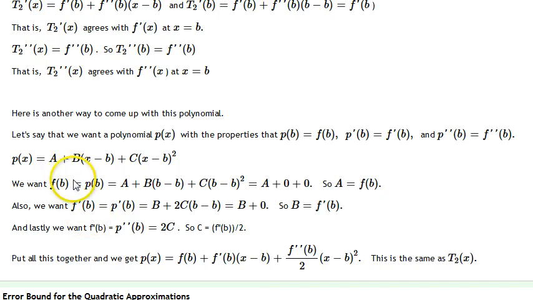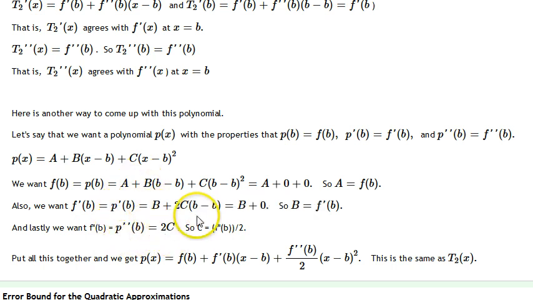So the polynomial, I'm creating it here. I know a has to be f of b. I know that capital B has to be f prime of little b. And now I've got to figure out what c is, and I'll do that using the second derivative. So I take the second derivative of f at b, and that's got to equal the second derivative of p. But the second derivative is just 2c.